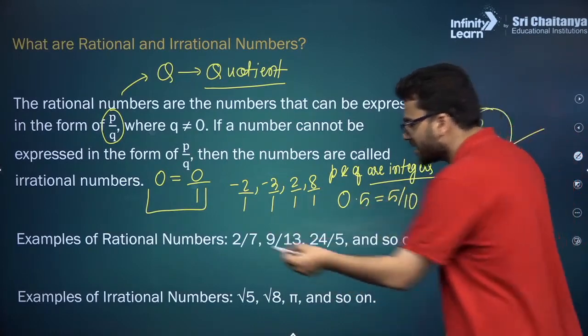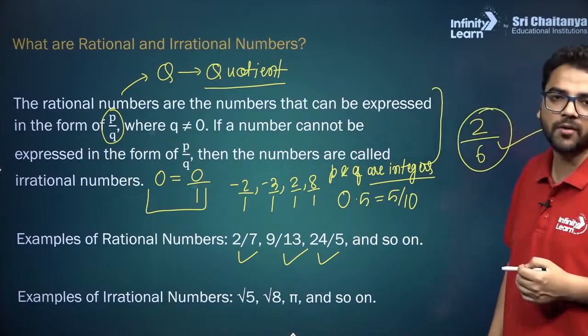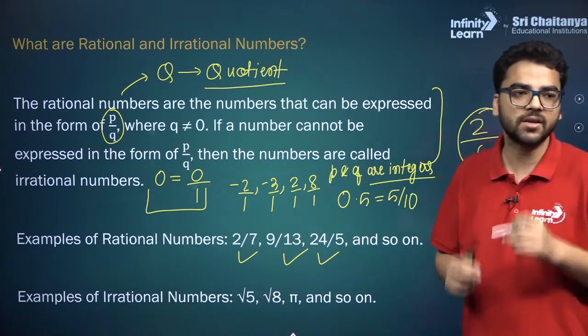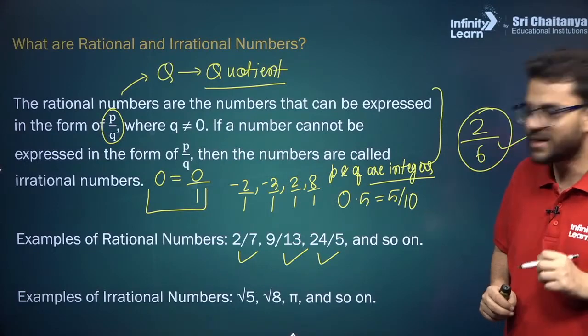Now these are the examples. You have the examples over here because all of them can be written in the form of p by q, where p and q are integers and q is not equal to 0. Hello Sai, welcome to this session. I hope it is clear.